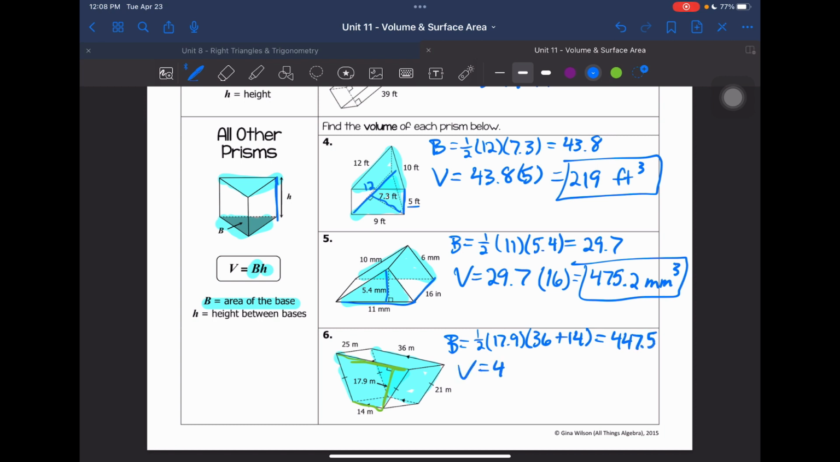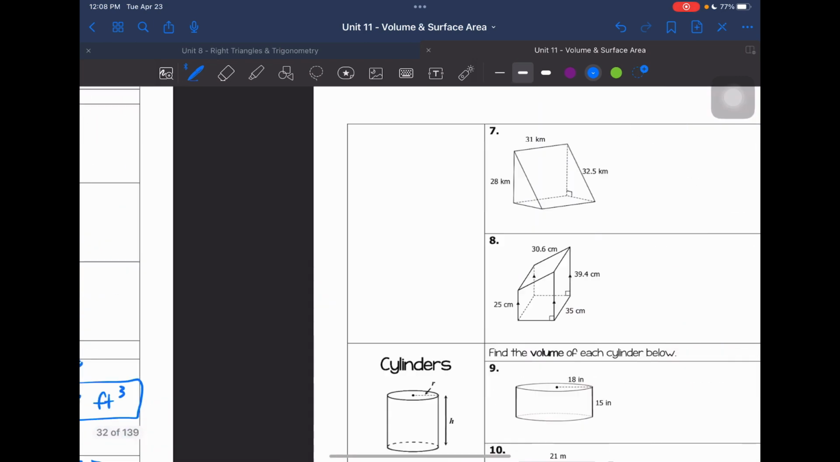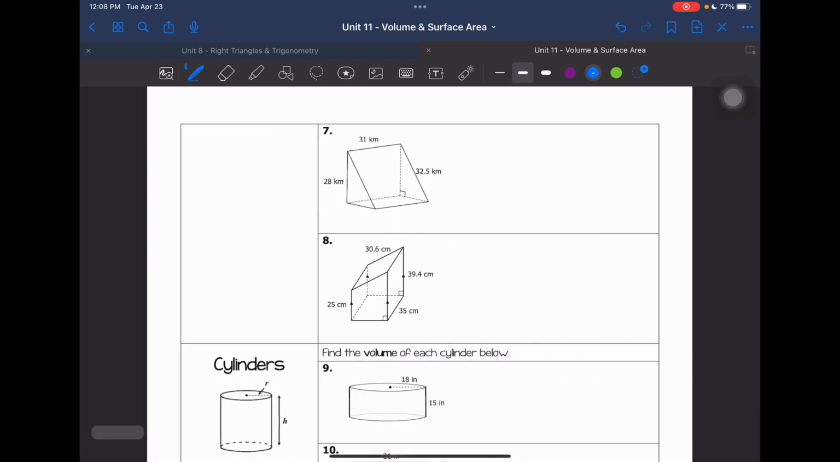Now to find the volume, multiply that number times the height of the prism, which would be this side, because that 25 connects the two bases. So this comes out to 11,187.5 meters cubed. All right, so then let's go ahead and flip to the next page and work with number 7.